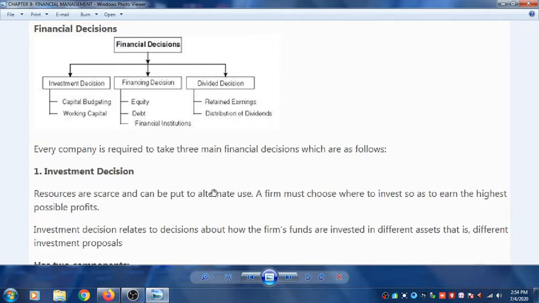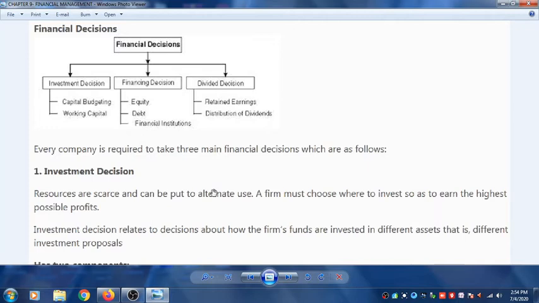Then the second decision which the financial manager takes is the financing decision, in which he has to decide how to finance his business through the equity, that is the owners fund, through the debt, that is the loan fund from the bank, or to take the loan from the financial institutions.